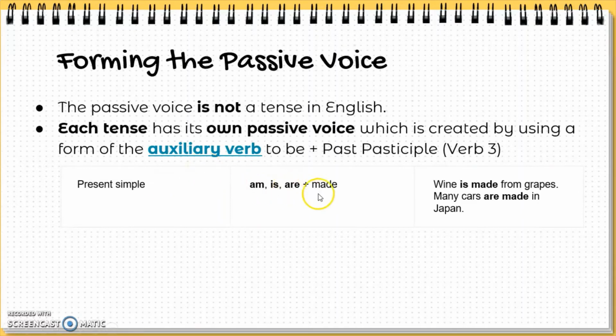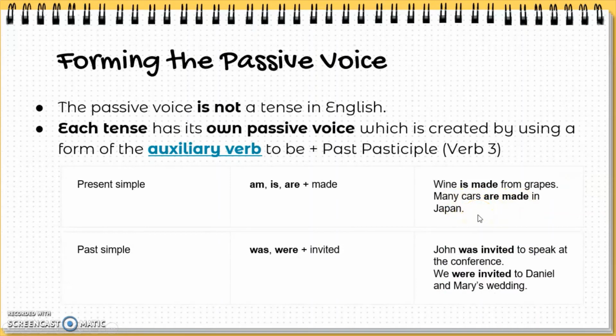So we are going to use am, is or are, because that's the verb to be in present. Am for I, is for he, she, it, and are for you, we, and they. In this case, we have the verb make, whose past participle is made. For example, wine is made from grapes. Many cars are made in Japan.